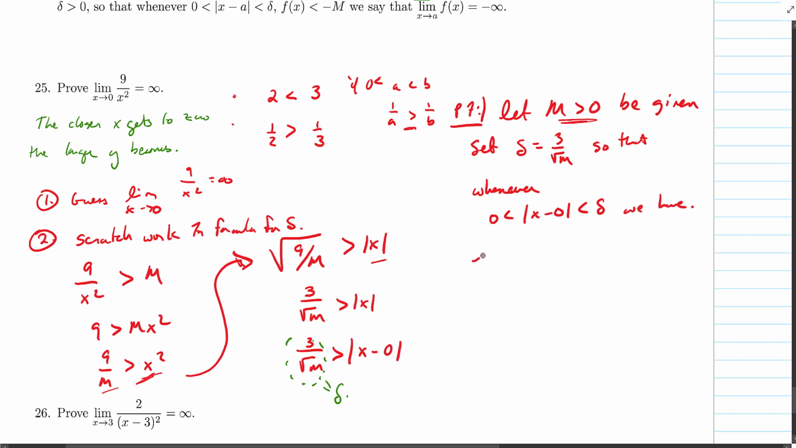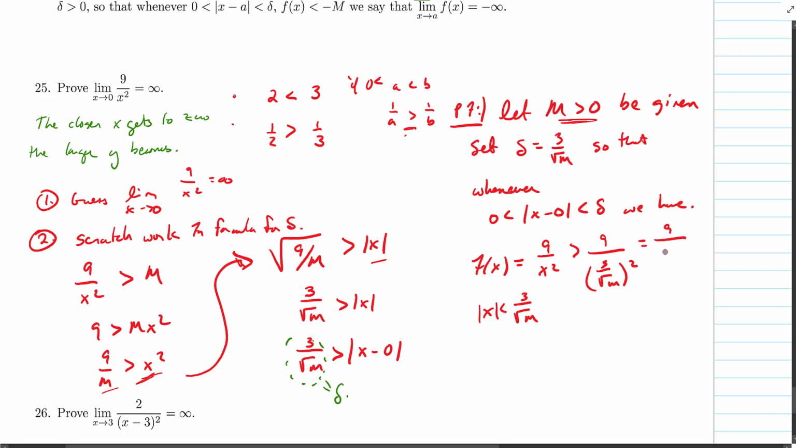And now let's look at f of x. Well, f of x is 9 over x squared. And let's be a little bit careful here. We know that the absolute value of x is less than 3 over the square root of m. Notice here I'm dividing by x squared, and because I'm dividing by that, think of that reciprocal property that we talked about. We're going to say that that is greater than 9 over 3 divided by the square root of m quantity squared. And now all we need to do is follow through with the algebra.